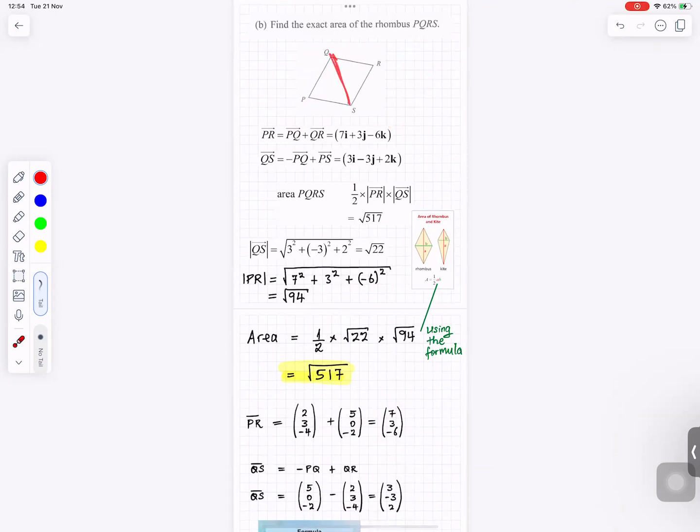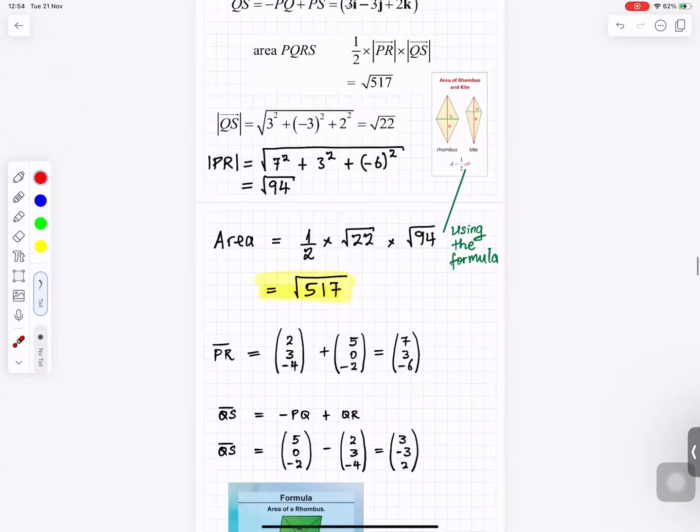QS is minus PQ plus PS. That gives you the answer there. And the area of that rhombus is half times PR times QS. And that gives you square root of 57.